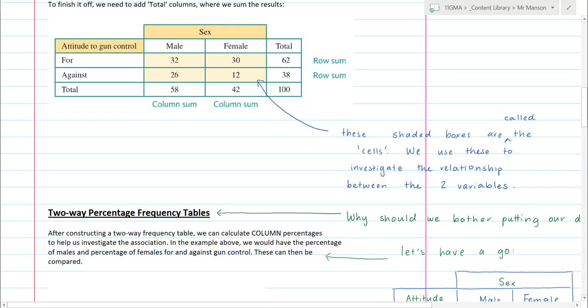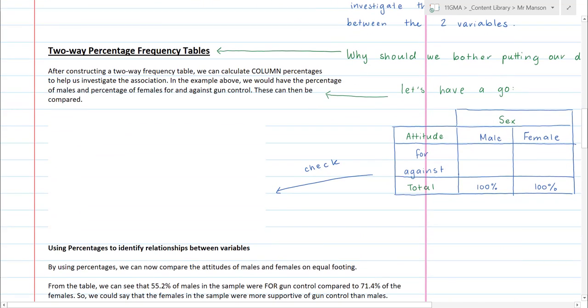So you've got to be a little bit careful with what you're doing, because actually that 32 males are for gun control is out of 58. That represents only a bit over half, whereas the females, 30 out of 42. That represents something more like 75%. So there is actually a difference. Because there were more males surveyed, the pure raw data, the numbers there, aren't a perfect representation of the distribution on how things sit. So this is where we might go down and do a percentage table.